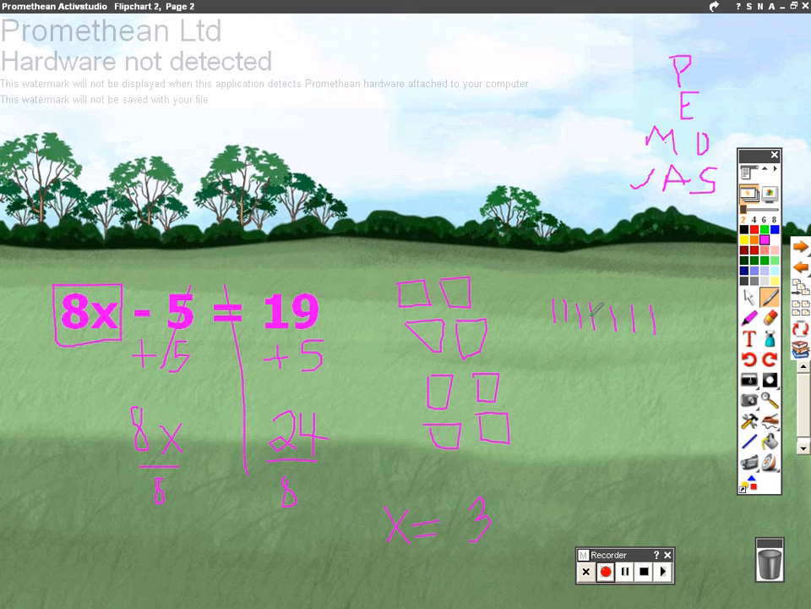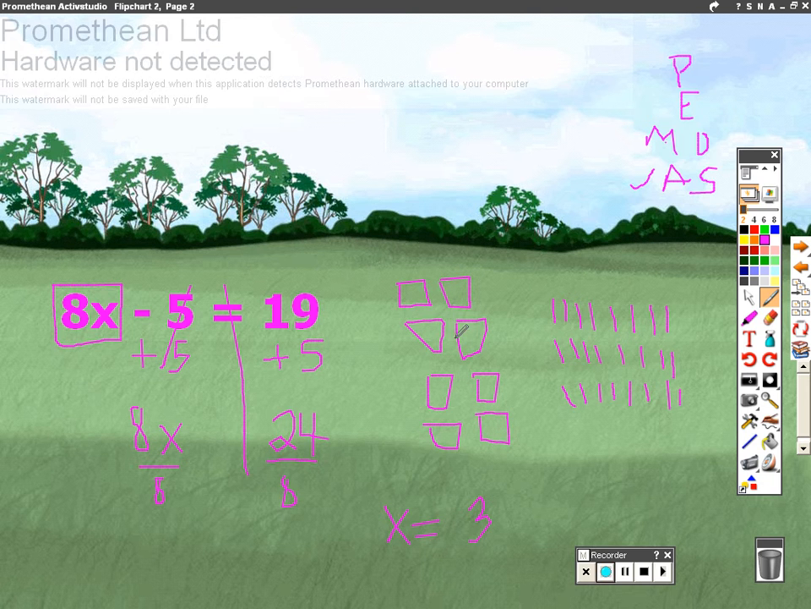Okay, so 1, 2, 3, 4, 5, 6, 7, 8. 1, 2, 3, 4, 5, 6, 7, 8. 1, 2, 3, 4, 5, 6, 7, 8. And we just have to remember these are positives, okay?